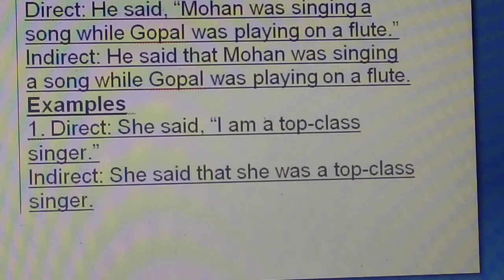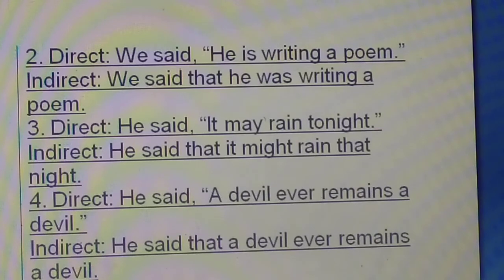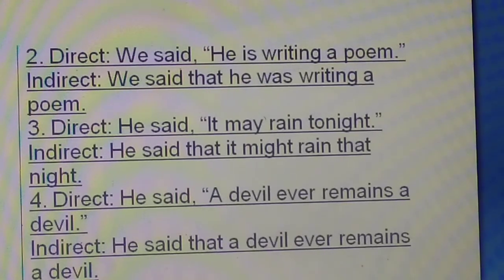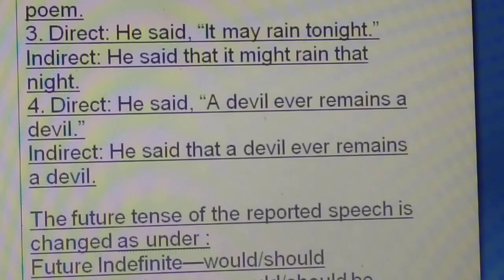Examples. Direct: she said, I am a top-class singer. Indirect: she said that she was a top-class singer. Here the tense changes. We said, he is writing a poem. We said that he was writing a poem. Please note, present tense changes into past. Direct: he said, it may rain tonight. He said that it might rain that night. Tonight changes into that night. He said, a devil ever remains a devil. He said that a devil ever remains a devil.